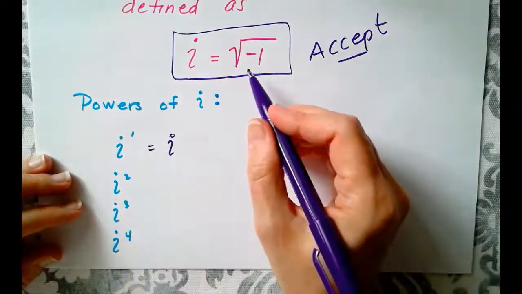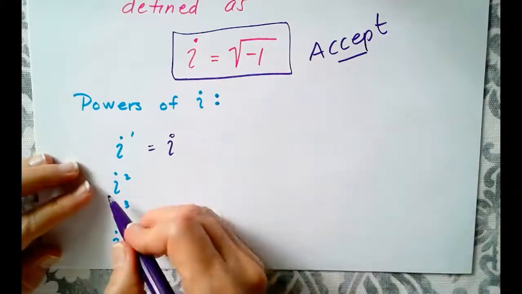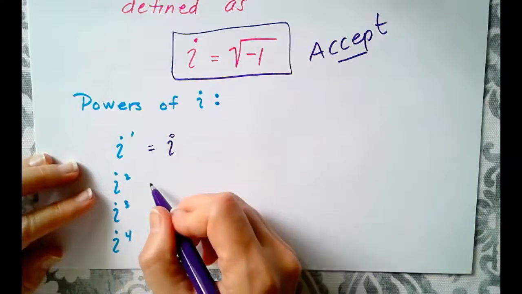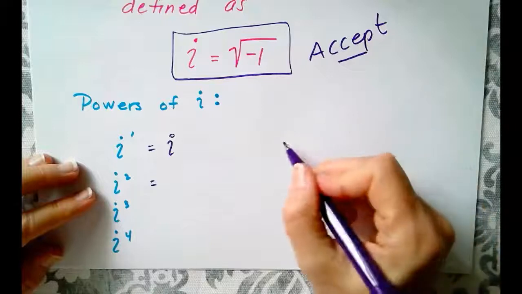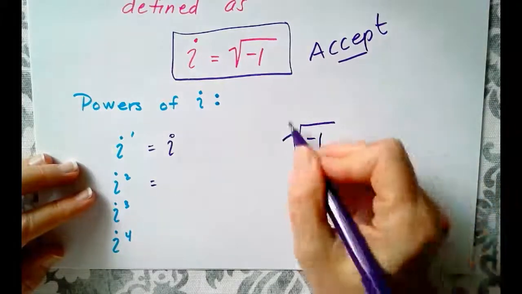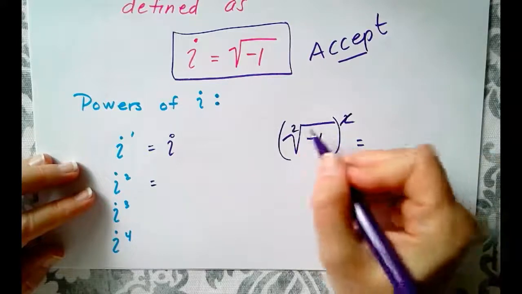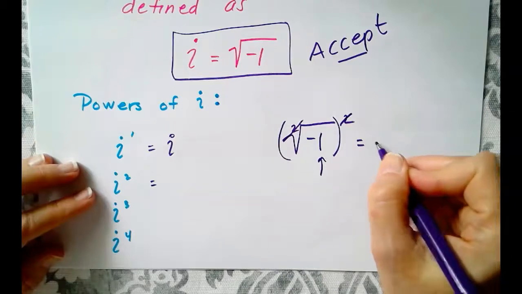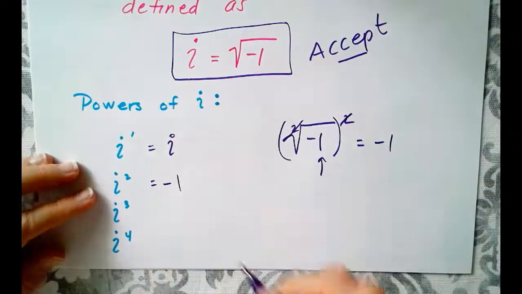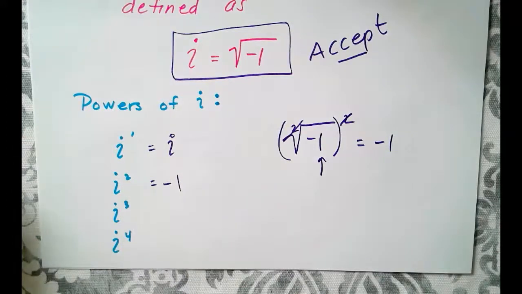But if i, by definition, is the square root of negative 1, then i squared is going to be equal to negative 1. Well, why? If we have the square root of negative 1 and we square it, the square undoes the square root, and we're left with whatever number is underneath the radical, which is negative 1. So i squared is equal to negative 1.